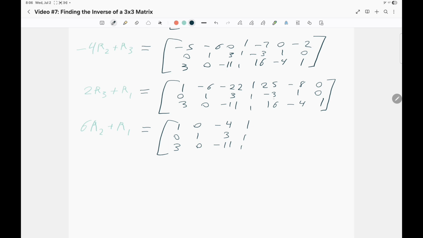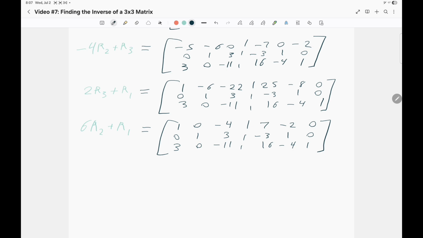Negative 6, row 2. 6 times negative 3, negative 18 plus 25, 7. 7 up here. 6 times 1, 6, plus negative 8, negative 2. Still 6 times 0 plus 0, 0. Rows 2 and 3 don't change. Believe it or not, we're nearing the finish line here. And as you do problems like this, you'll have a better intuition of when you're nearing the finish line, so to speak.